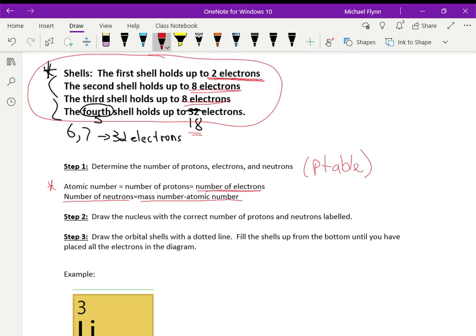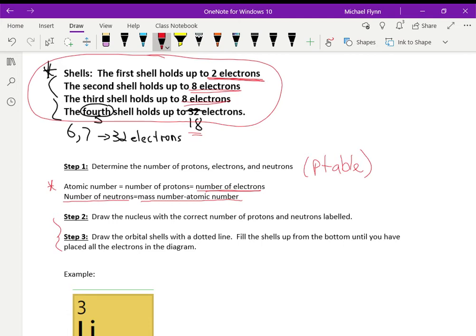Now, step 2, you just draw the whole thing, basically. First, you draw the nucleus. Really, step 2 and step 3 you can combine, because step 2 is really simple. Draw the nucleus with the correct number of protons and neutrons labeled. And then step 3, draw the orbital shells with a dotted line, and you fill the shells up from the bottom until you have placed all the electrons in a shell.